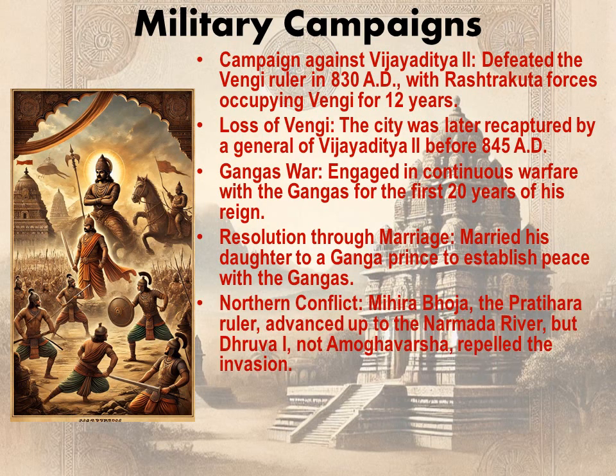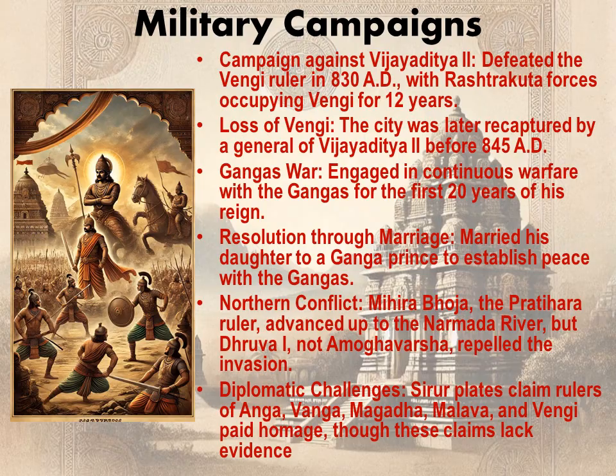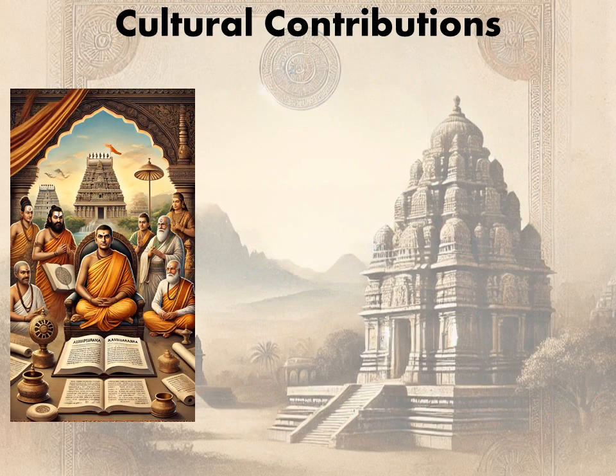Northern conflict. Mihira Bhoja, the Pratihara ruler, advanced up to the Narmada river, but Dhruva I, not Amoghavarsha, repelled the invasion. Diplomatic challenges. The Sirur plates claim rulers of Anga, Vanga, Magadha, Malava, and Vengi paid homage, though these claims lack evidence.